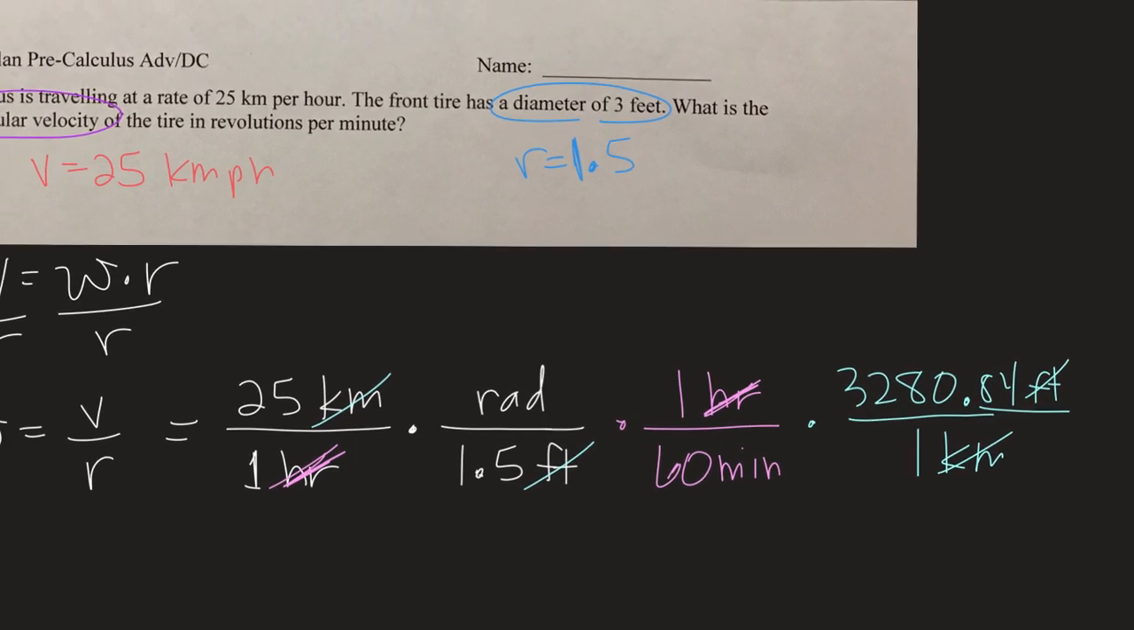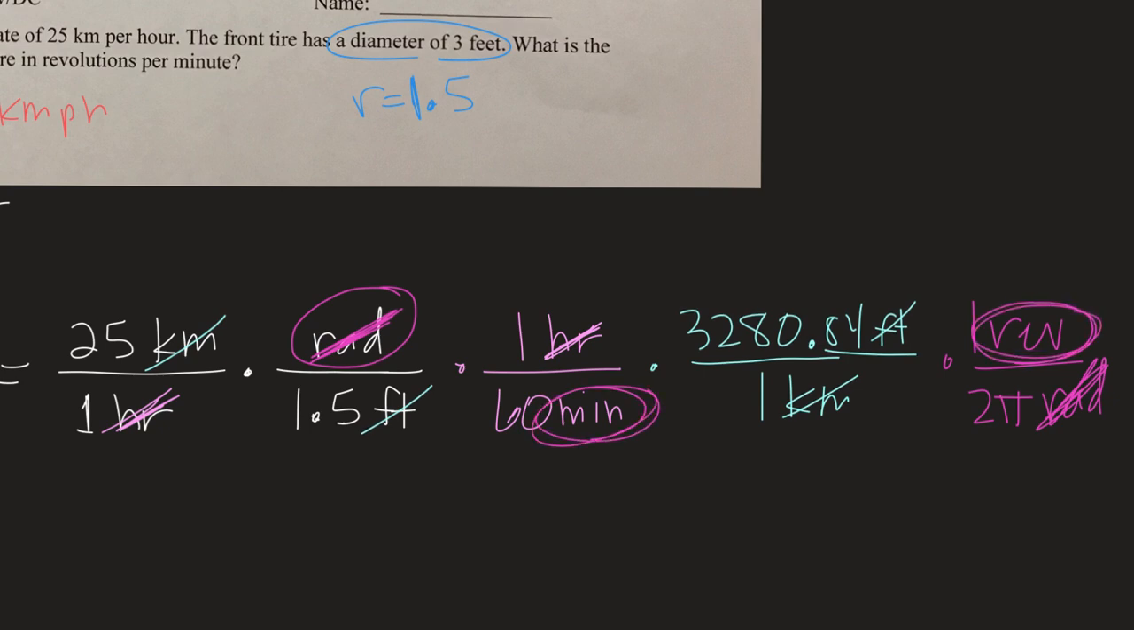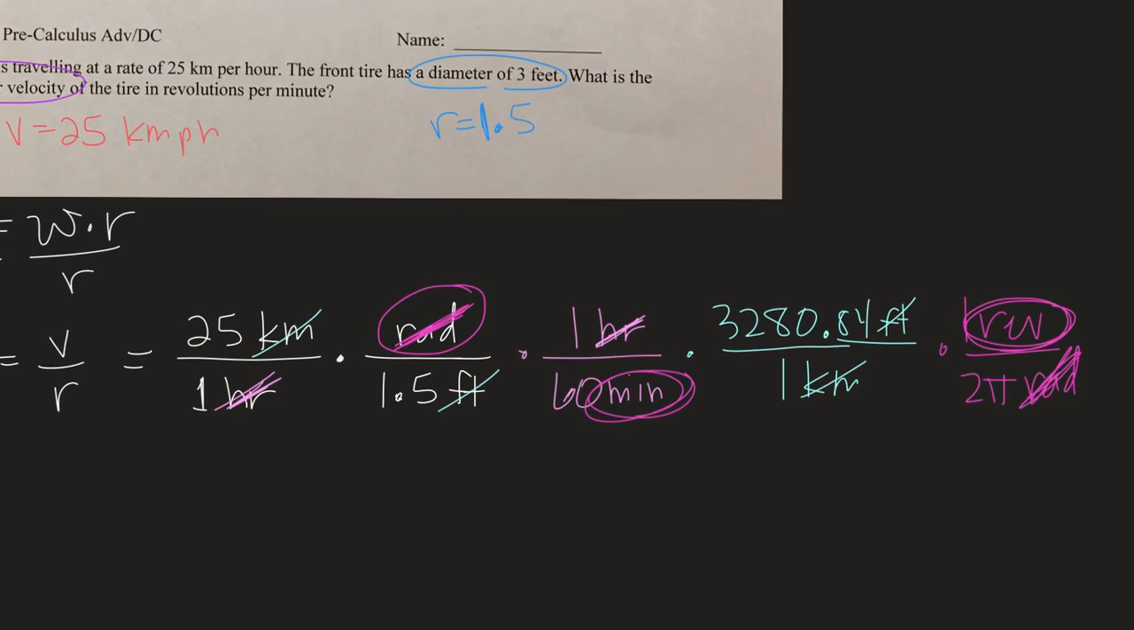Because we want revolutions per minute, it doesn't have any distance in there. And then our last one that we need to do is get rid of radians and change it to revolutions. So we want 1 revolution equals 2 pi radians. Then we can cancel out our radians, and we have revolutions on top and minutes on the bottom, which is exactly what we want.